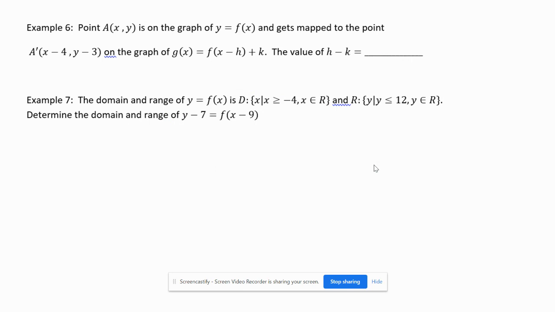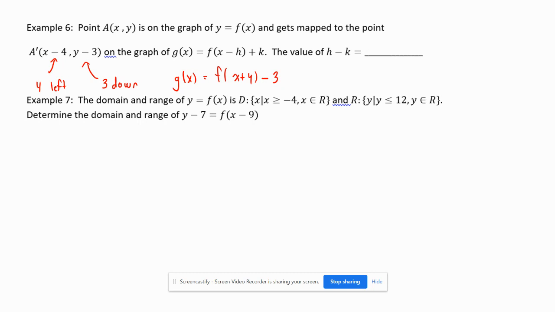So point A on the graph of f of x gets mapped to the point A prime. This is an image point, x minus 4, y minus 3, on the graph of y equals g of x. So in mapping notation, this is telling us 4 left and 3 down. So what's g of x actually going to be? If I'm going 4 left, it's going to be f of x plus 4. This is how we go 4 left in function notation. And k is actually going to be minus 3.